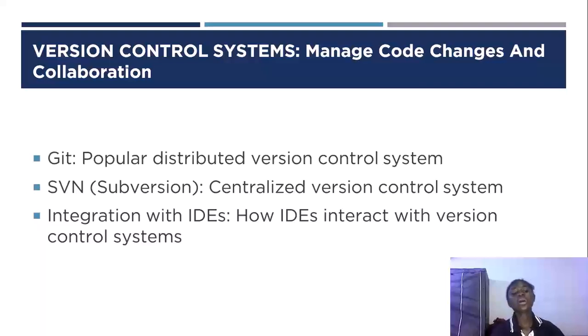And we also have SVN, that is Subversion. Subversion is another version control system that allows developers to track changes made to their code, collaborate with others, and manage different versions of their projects.